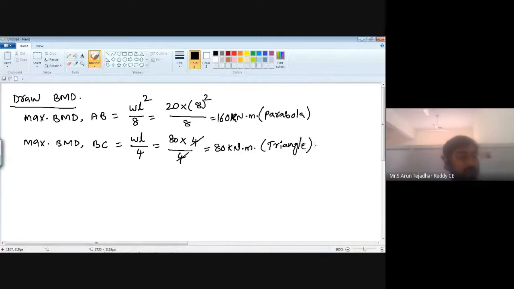Next, after completion of the maximum bending moment diagram, next is to draw the net bending moment diagram. How to draw the net bending moment diagram? Based on final moment values.